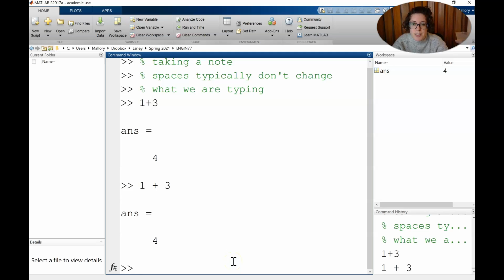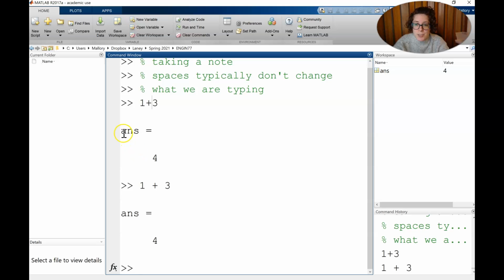The only time spaces are going to change the meaning of our code is when we're within square brackets, which we will see later on in this class. When we're in square brackets, spaces sometimes mean something, which we'll see, and sometimes they don't. So let's talk about using MATLAB as a calculator.